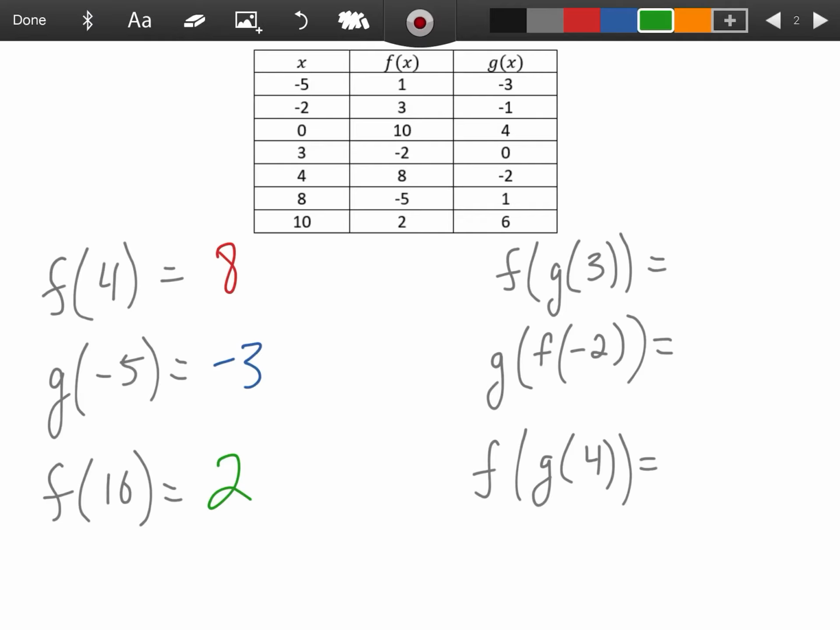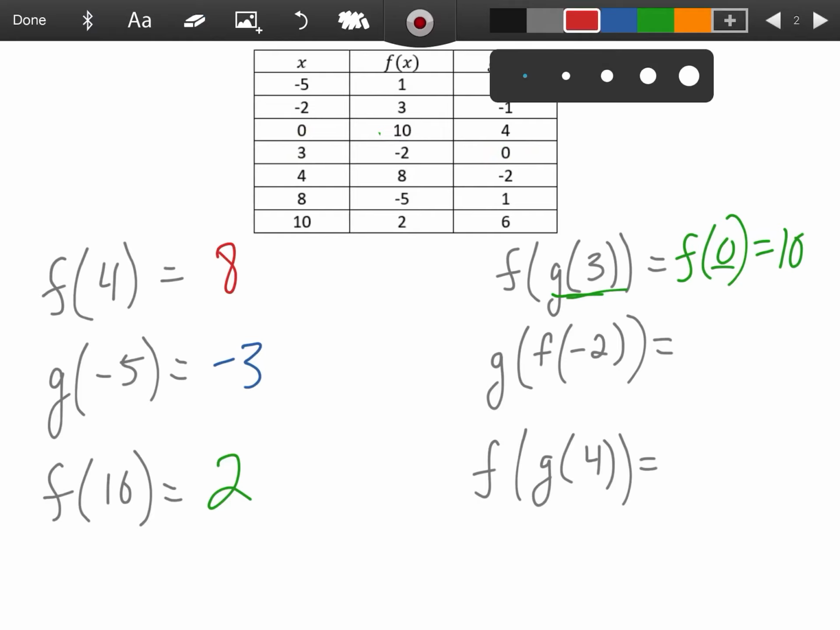We have f of g of 3. Well, I'm going to start off by finding what is g of 3. Well, g of 3, let's see, when x is 3, g is 0. So f of g of 3 is the same thing as f of 0. So now I'm trying to say, when x is 0, what is f of x? Well, x is 0, f of x is 10. So f of g of 3 is the same thing as f of 0 because g of 3 is 0 and f of 0 is equal to 10.